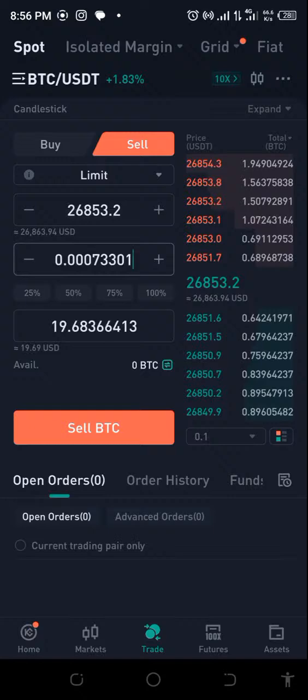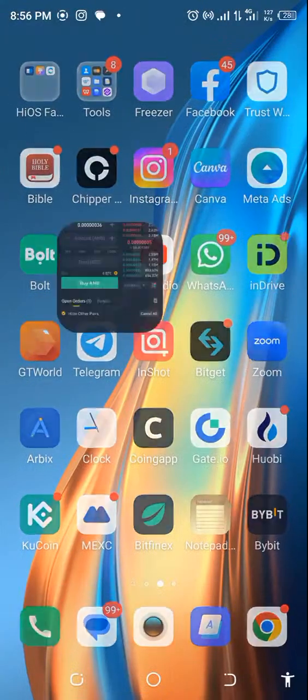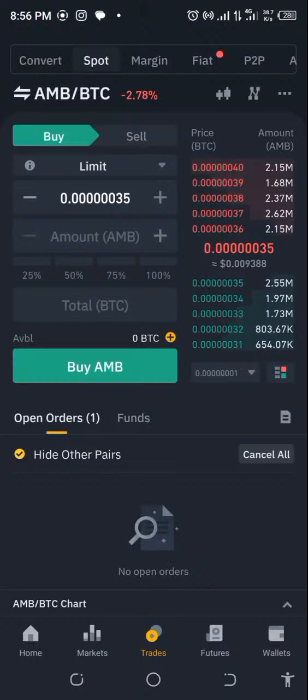So the only option we have is to try and see if we are going to be able to buy the AMB. And if that doesn't work, we'll be forced to sell it back to BTC, to sell the BTC back to USDT. So do we want to try this out? Let's go with the flow. Let's see what we're going to do.